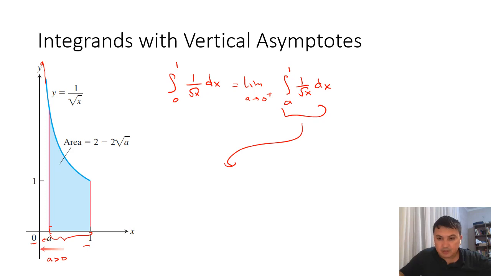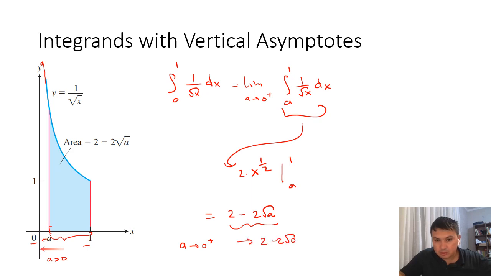Well, the antiderivative of this is what? X to the 1/2 times 2, I guess, right? So now evaluate from a to 1. This is 2 minus 2 square root of a. Now if I let a move to 0 from the right, what happens? This number goes to 2 minus 2 times square root of 0, so this moves to 2. So this integral, this area, is finite, and it's in fact equal to 2.